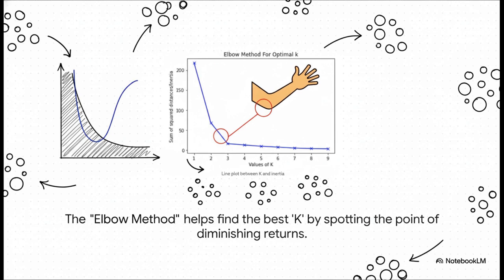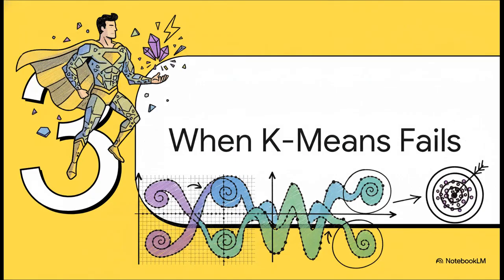This chart shows how much better the clusters get as we add more. A lower score is better. Now you'll see the score improves a lot at first, but then it starts to flatten out. We're looking for that sharp bend, that elbow, right here at K equals 3. That's our sweet spot. It's the point where adding more clusters just doesn't give us much bang for our buck anymore.